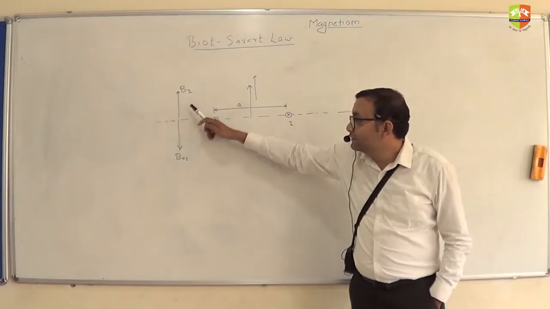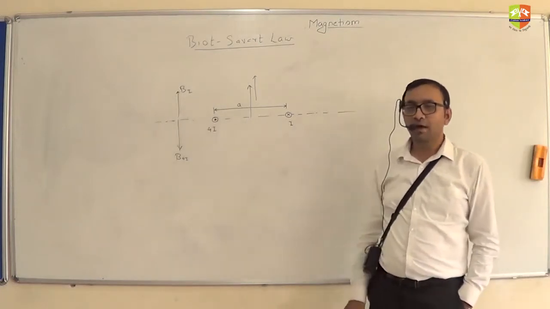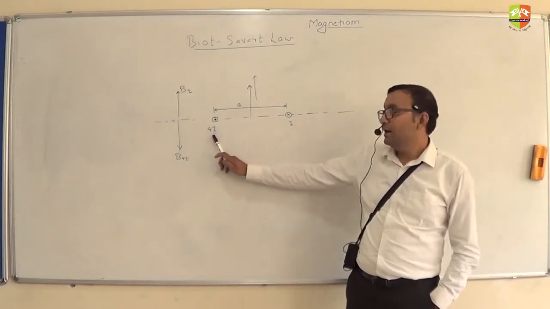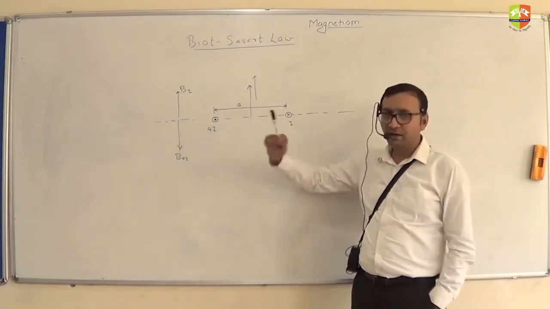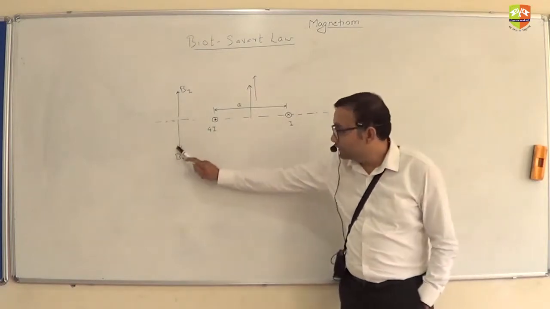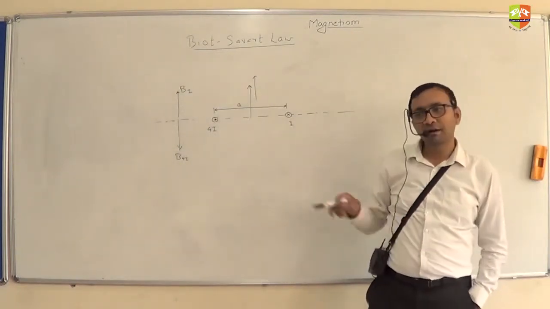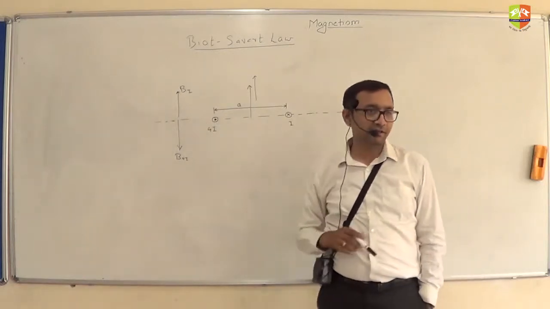Can these two cancel ever? Why? Because this 4I magnetic field is near, and the current is also high and it is nearer as well. So this magnetic field will always be greater than that. They never cancel, even though they are in opposite directions.